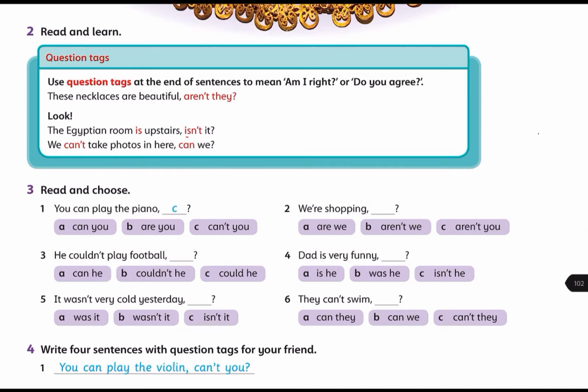Today's lesson is question tags. Let's explain what question tags are. Question tags means turning a statement sentence into a question form, to find out whether I'm right or not, or whether you agree with me or not.